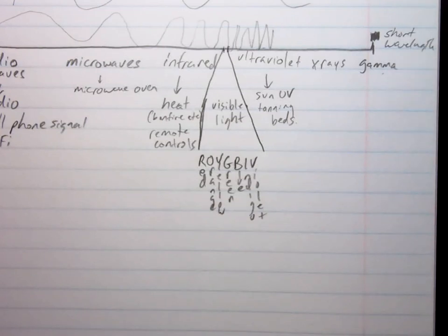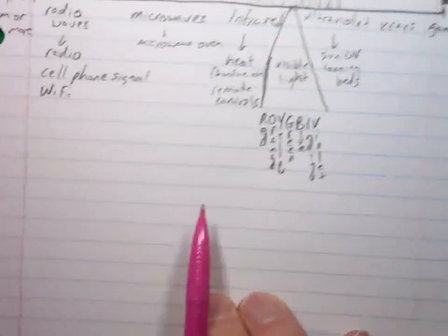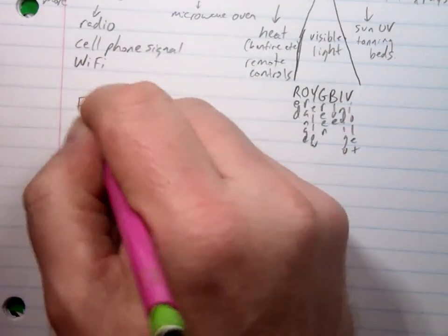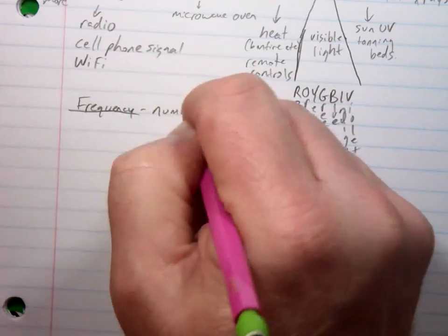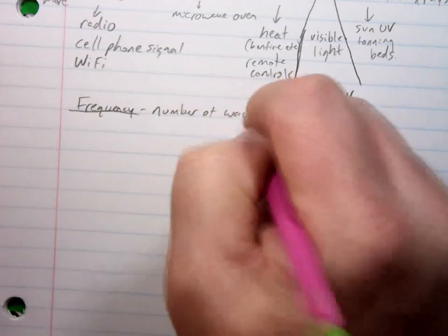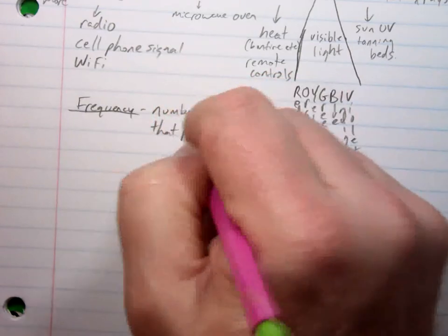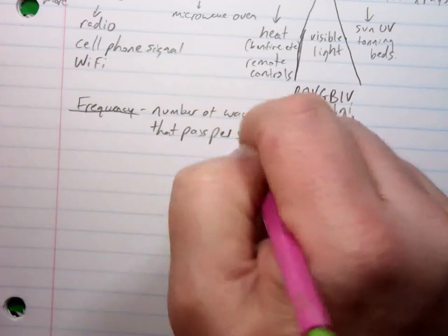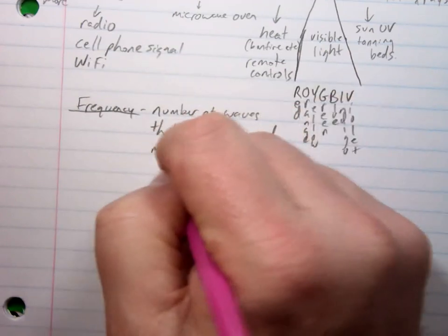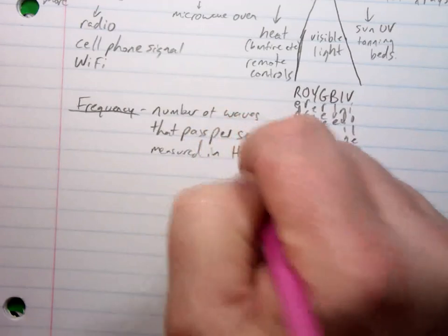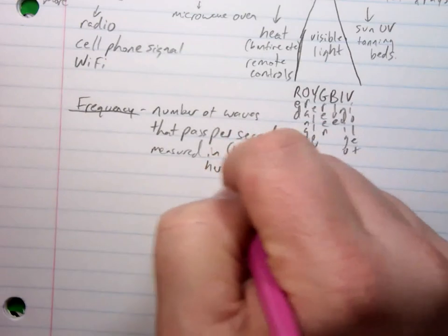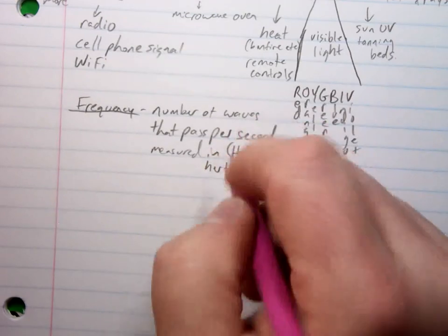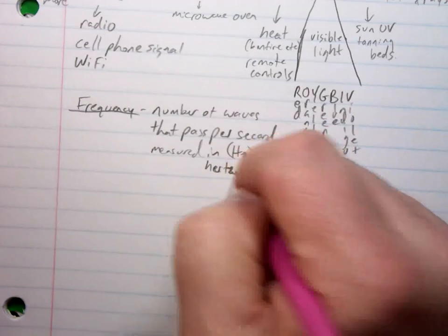Now, the other player in this that I want to talk about, directly related to wavelength, is a concept called frequency. And frequency is just the number of waves that pass per second. And it's measured in hertz, big H, little z. Hertz, H-E-R-T-Z, not S. Okay.